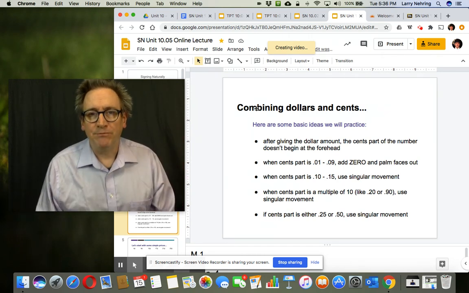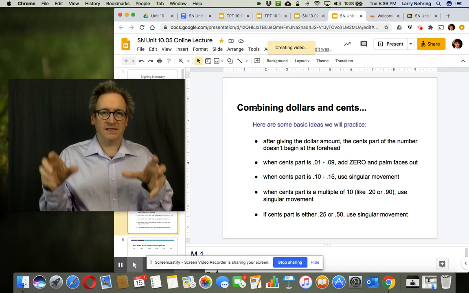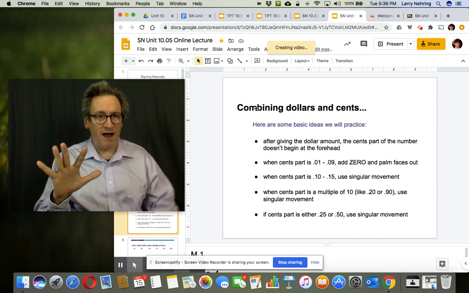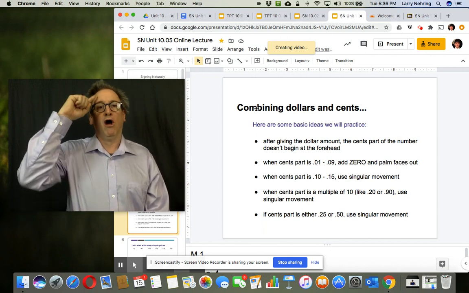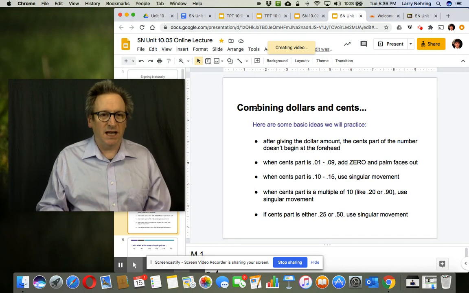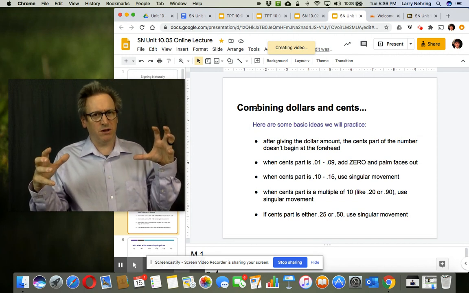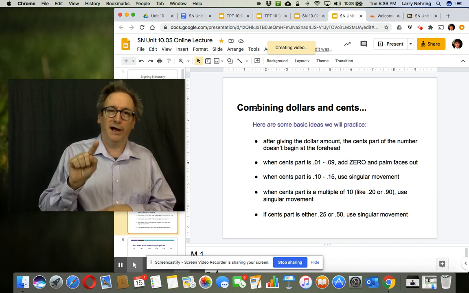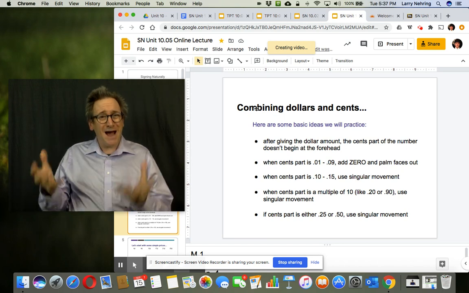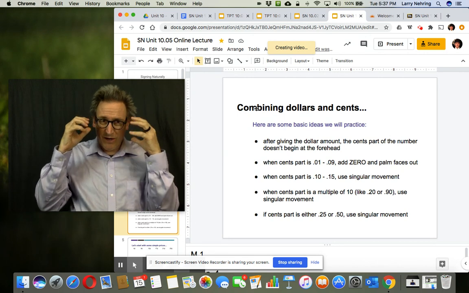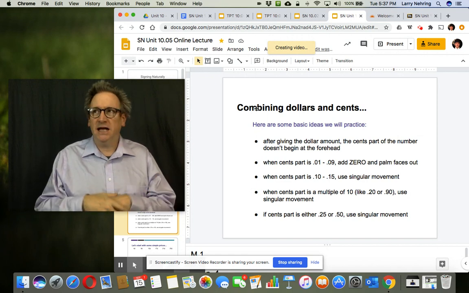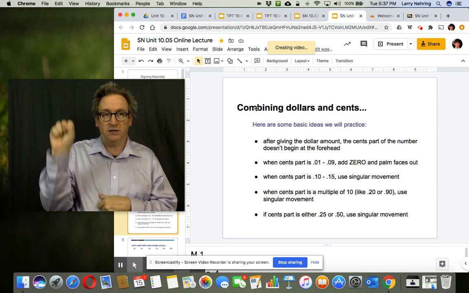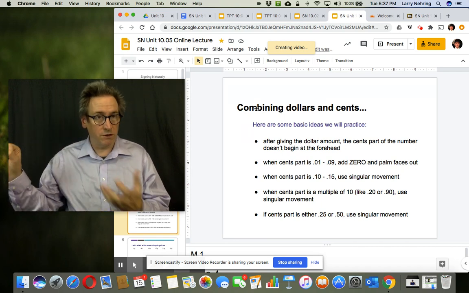So a couple of little things. After giving the dollar amount, the cents part of the number doesn't begin at the forehead. So if you say $1.45, you don't have to go $1.45. It'll save time. And as you notice, with all language, everything works towards more efficiency. Context clues wise, we know what you're going to say. If someone asks for your phone number and you start giving numbers, they're going to expect 3 digits, 4 digits. Right?